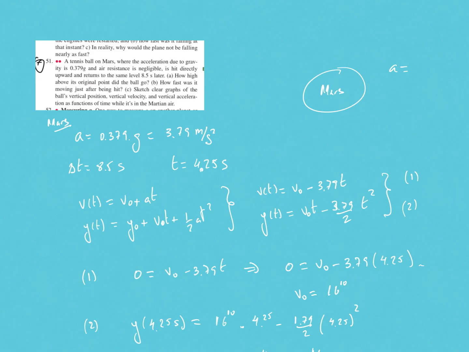So once you wrote the equation, you read the problem. So the equation says that V of t is V0 minus 3.79 t, and Y of t equal Y0, but you launch from the floor, so Y0 equals 0, plus V0 t. These are the two equations.